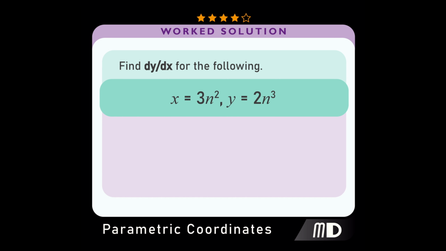Parametric equations let us describe a curve or shape by defining its position, like its x and y coordinates, using a separate independent variable called a parameter. Instead of a single equation relating x and y, a parametric equation set defines x and y as a function of the same parameter, in this case, n.